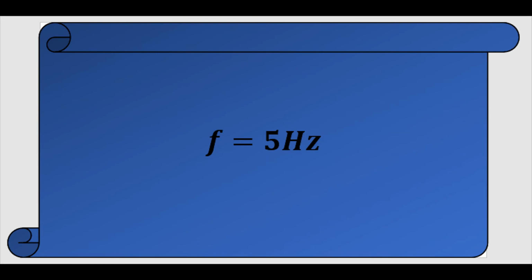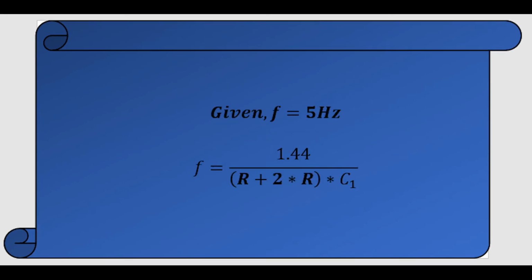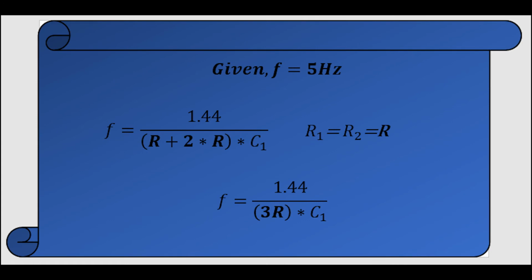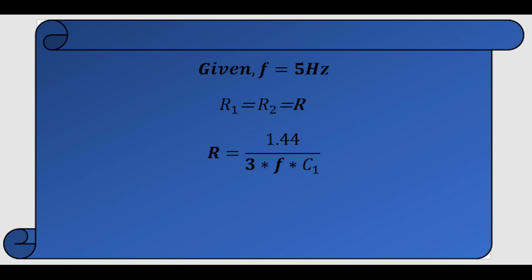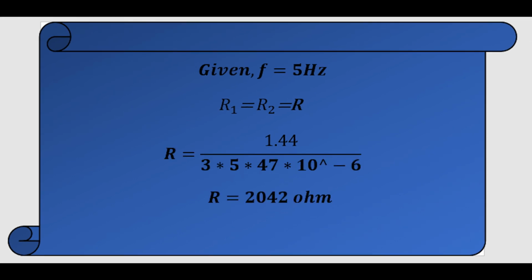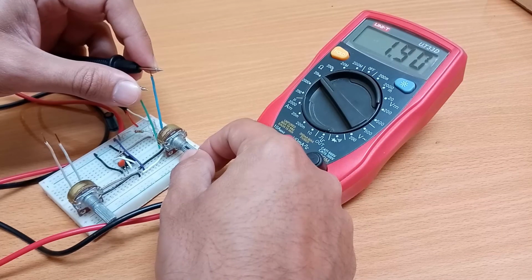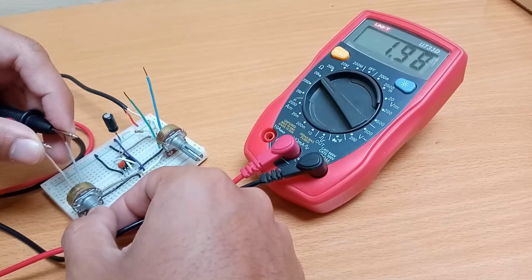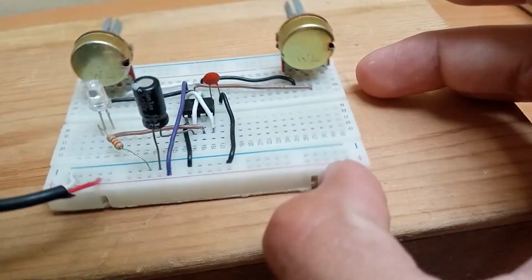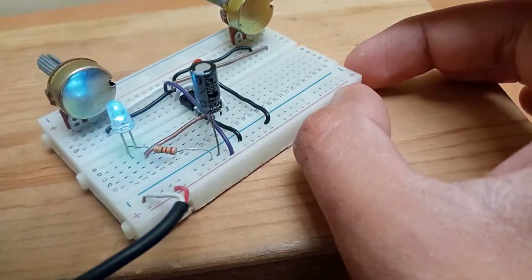Say for example, I want a frequency of 5 Hz. Now I know the frequency. I set R1 equal to R2 for simplicity and get a relation in which R is unknown. In my case, as I set the frequency of 5 Hz, I get R equals 2042 ohms. Now I set both the resistances to 2042 ohms. You can see the frequency is now 5 blinks per second.